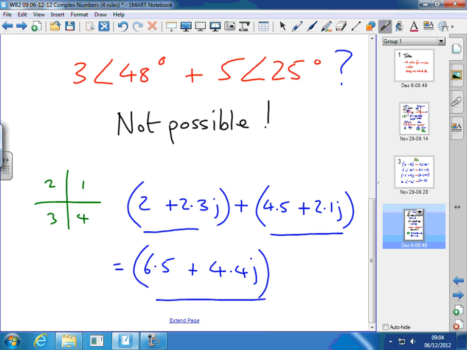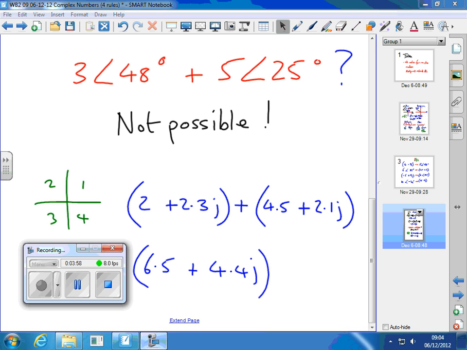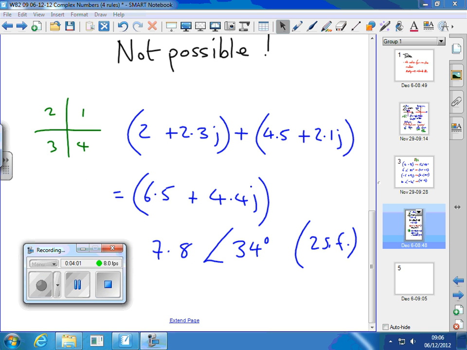Of course, if we're working in polar, these were our original values in polar form. It's likely, and particularly in electronics, that you want your answer in polar form. So the final job is to convert back. So if you could just do that. So that gives us a modulus of 7.8 and an argument or angle of 34 degrees to 2 significant figures. Okay.